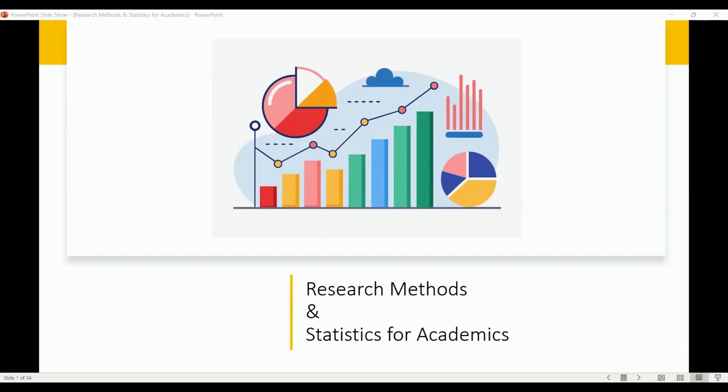beneficial for everyone as a scholar, because obviously you have to perform an analysis of the data you have and provide an interpretation through which you have to make findings, conclusions, and suggestions. So let me start the session.